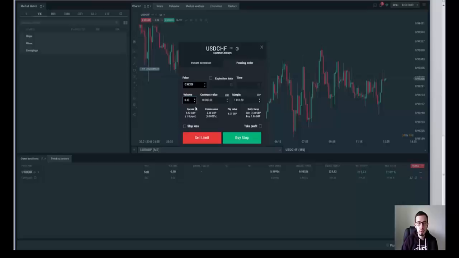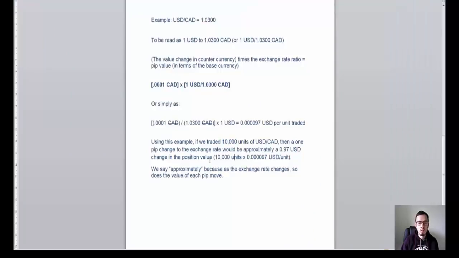So how many units are you going to place on one single trade? As you can see here, we have a contract size where this volume is 0.40, which is 40,000. So let's decrease it to 10,000, which will be our leverage. This is pretty high leverage, but this is just an example. As you can see, at 0.10, the contract value is 10,000.